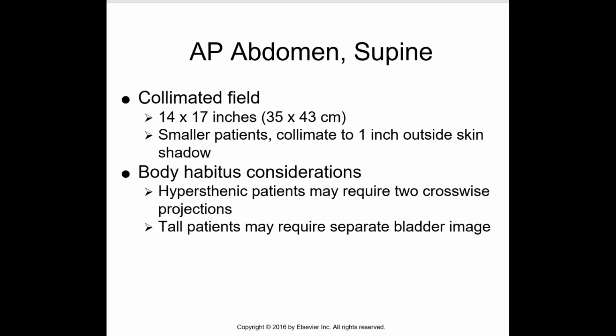And body habitus considerations: hypersthenic patients may require 2 crosswise projections, and a taller patient may require a separate bladder image.